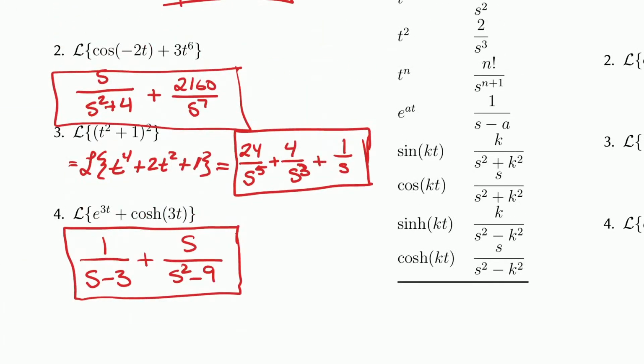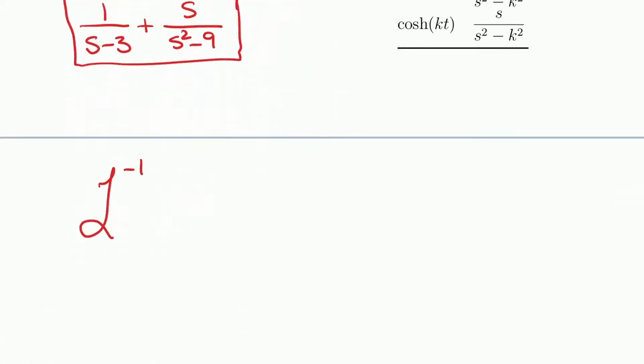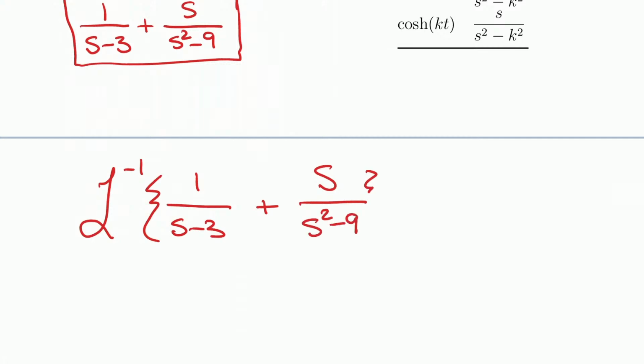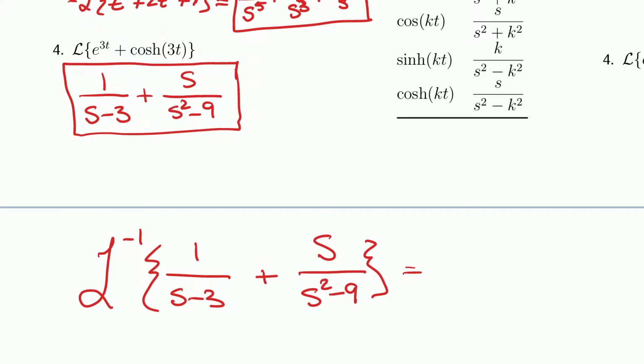So here's what I mean by this. If I were to ask, what is the inverse Laplace transform of this function, you would be able to tell me, because didn't we just do this? In fact, we did. Look at this. That is the Laplace transform of e to the 3t plus the hyperbolic cosine. So the inverse Laplace of this should be e to the 3t plus the hyperbolic cosine. That's what we're doing, we want to be able to go the other direction.